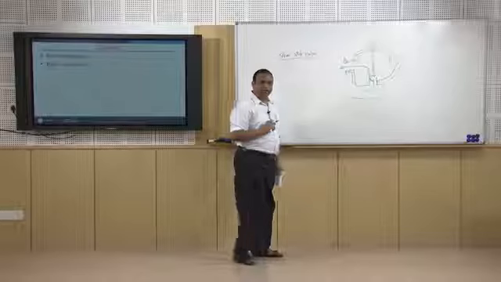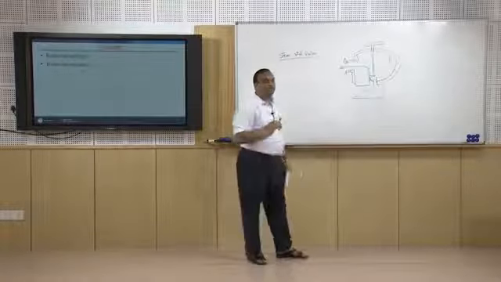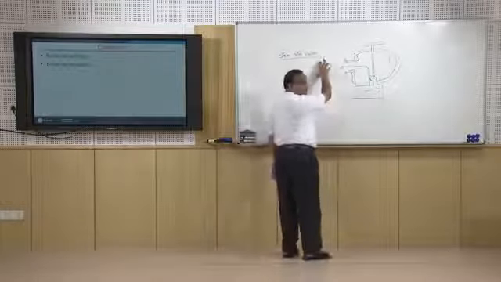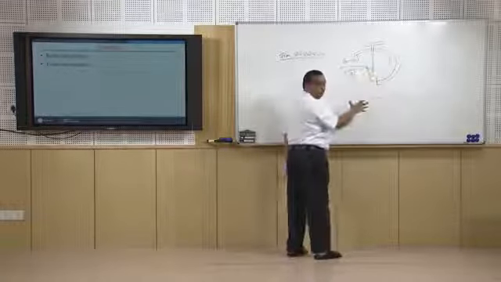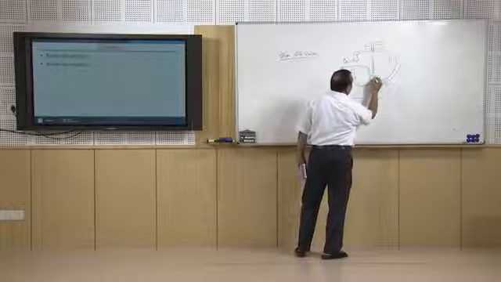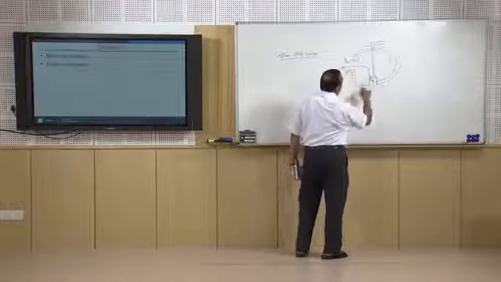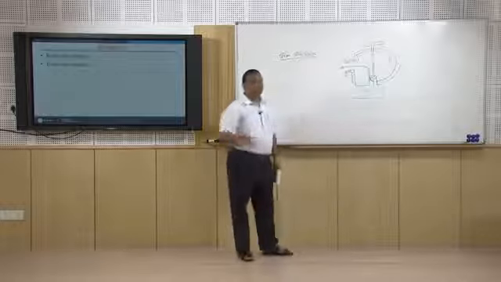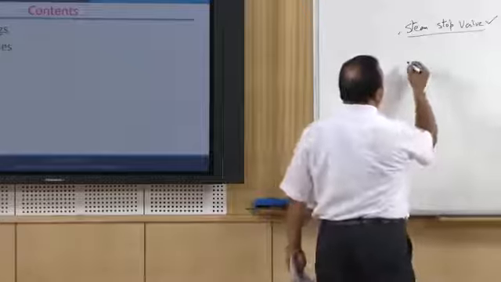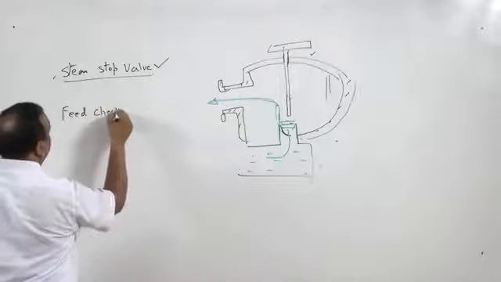And why is it a non-return valve? Because we have to use a non-return valve in the case of feed water supply, because when the boiler pressure is high, there will be a tendency for reverse flow. So when the flow is reversed, this disc will fix on this seat, and it will prevent the reverse flow of water from the boiler shell towards the pump side. So this type of valve is a feed check valve.